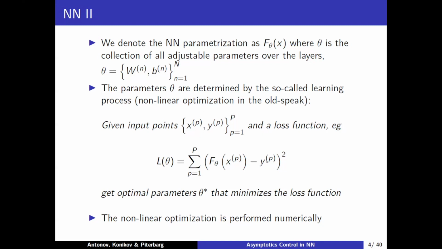So we move the parameters theta, our weights W and biases B, in order to find the optimal values that minimize this loss function. This nonlinear optimization is performed numerically. Some numerical solver moves these parameters here and there to get the right way. Actually, that's it. So this is the definition of the neural network.